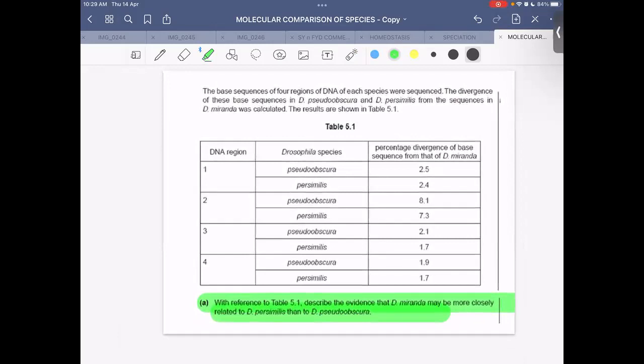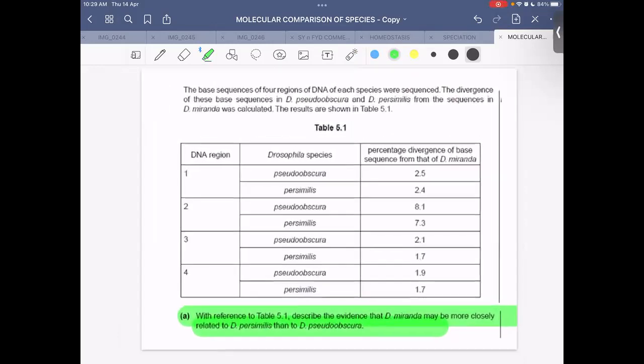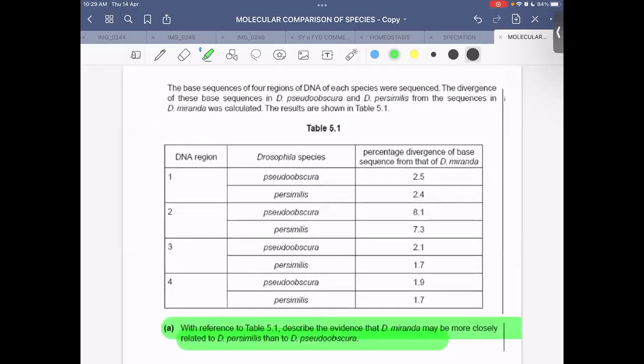Now let's compare the differences. These are all the percentage divergence of the base sequences from that of miranda, right? Let's compare. And 4 different DNA regions have been used.